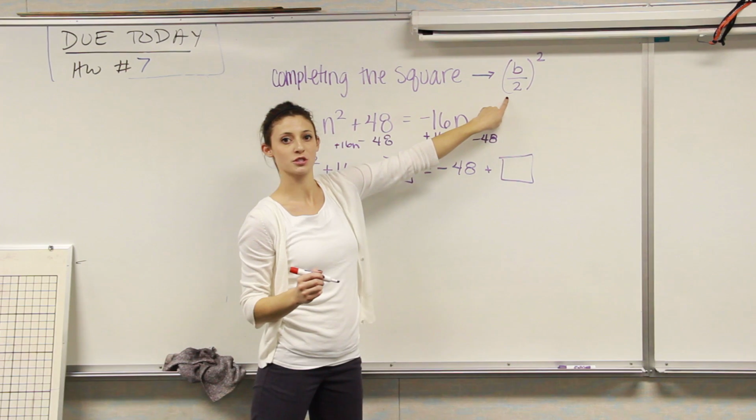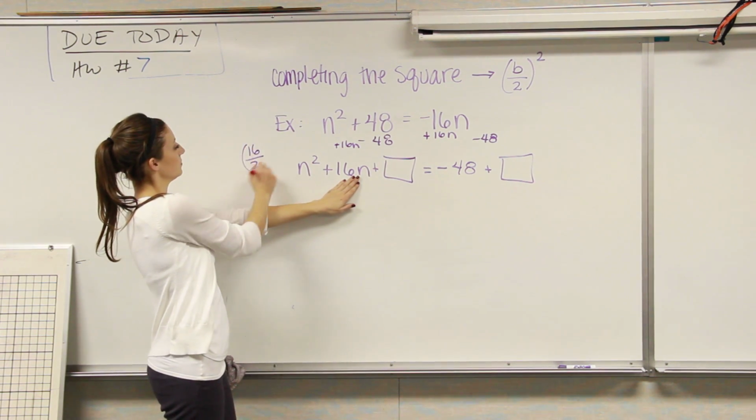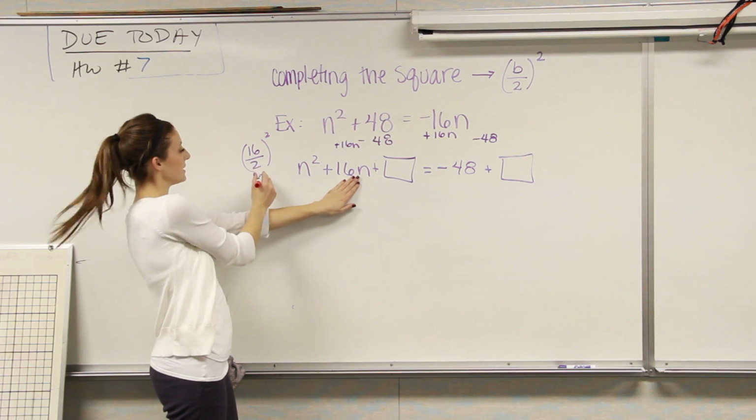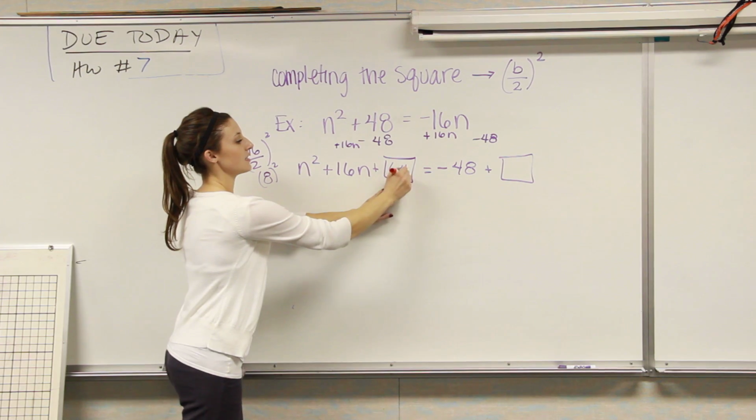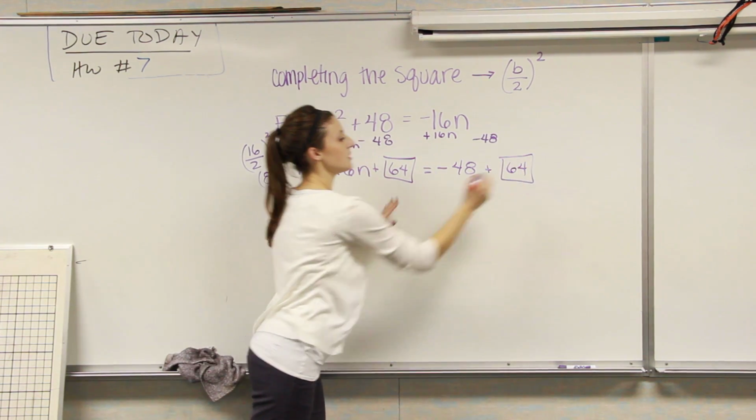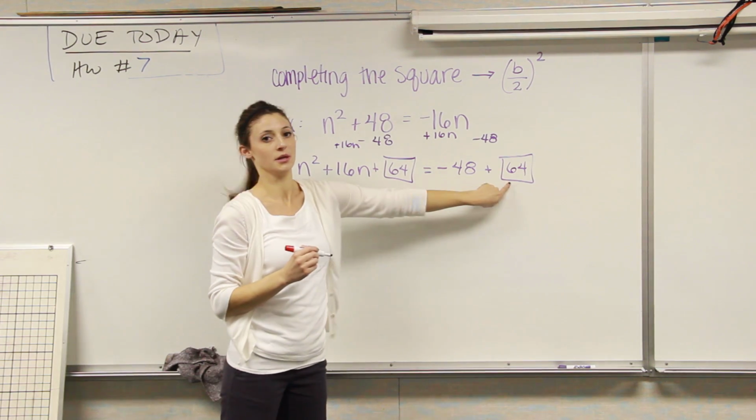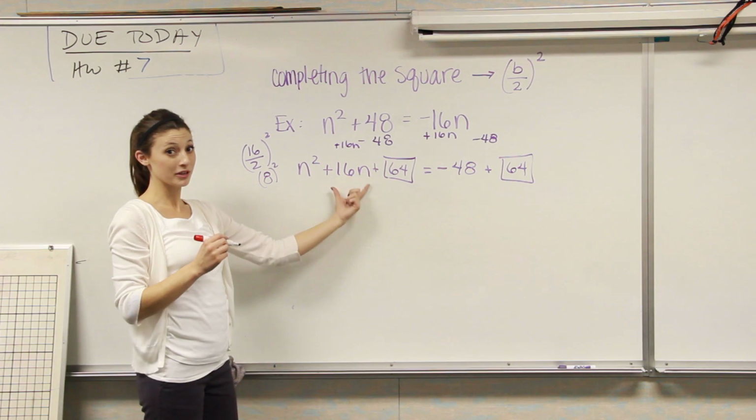So that's the b over 2 squared. I'm just going to look at this, 16 over 2 squared. So half of 16 is 8. 8 squared is 64. So this is going to create a perfect square trinomial. But if I do something to the left side, I need to equally do it to the right side. So we have a perfect square trinomial. We created it.